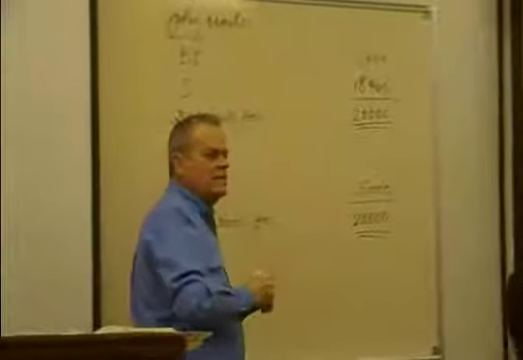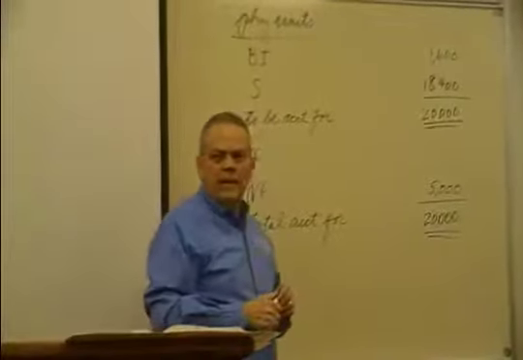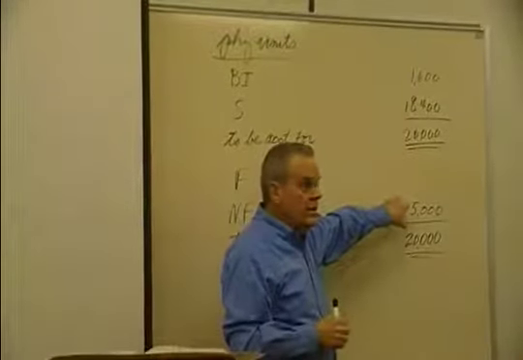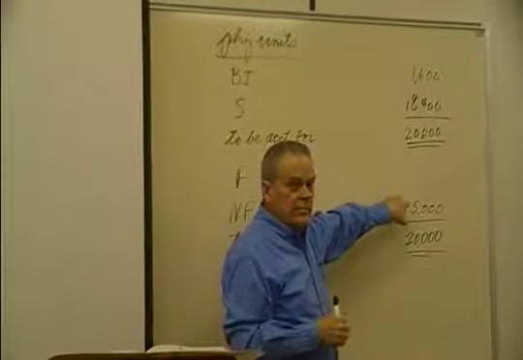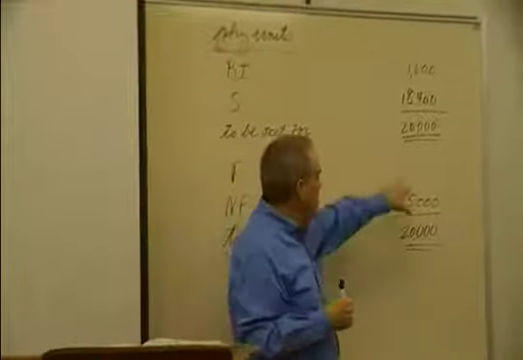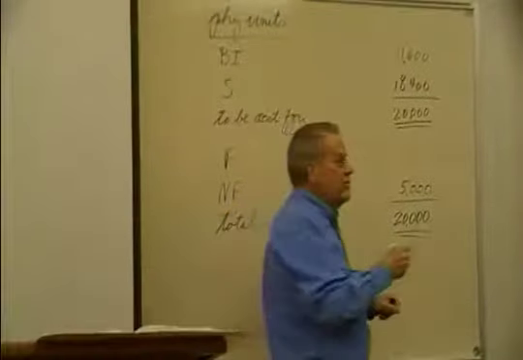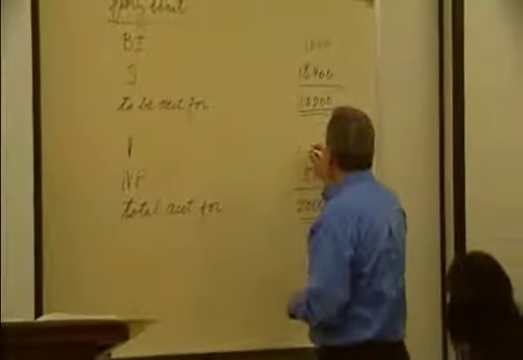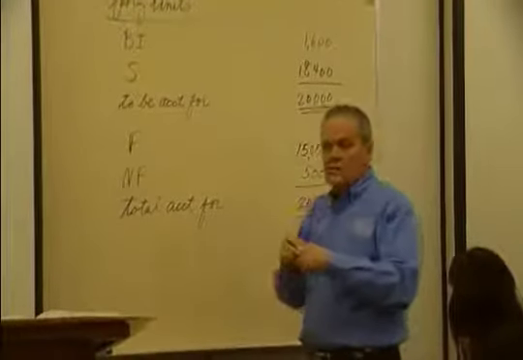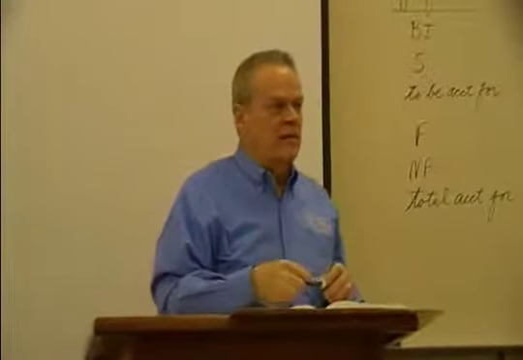What else do we know, class? Finished goods. Does it say this number? No, it doesn't say it, but we can figure it out. This number must be 15,000. 15,000 units were finished because it had to add to 20,000. Now, that's set up a lot like the exercise we did in class on Monday.